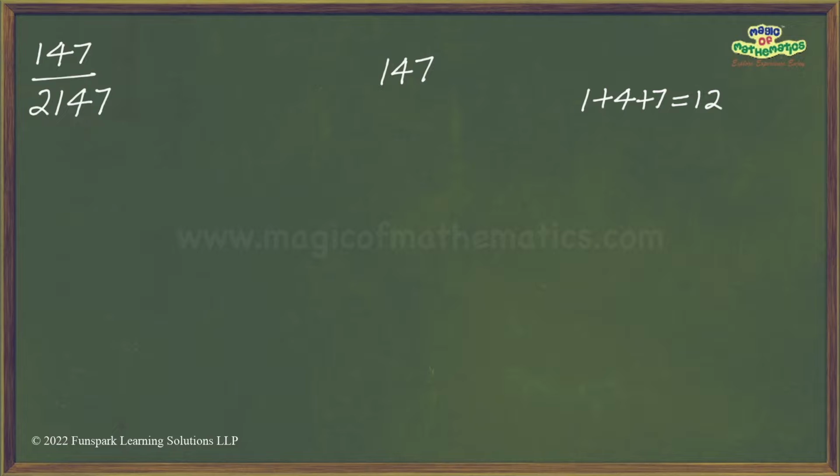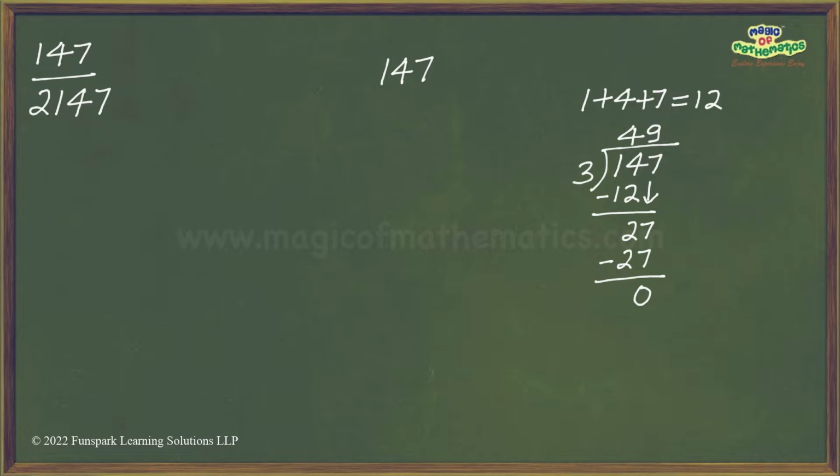I'll now divide 147 by 3. 3 times 4 gives me 12. 14 minus 12 gives me 2. I bring down the 7. 3 times 9 gives me 27. 27 minus 27 gives me 0. So if I take out 3 as a factor from 147, I get the quotient 49.